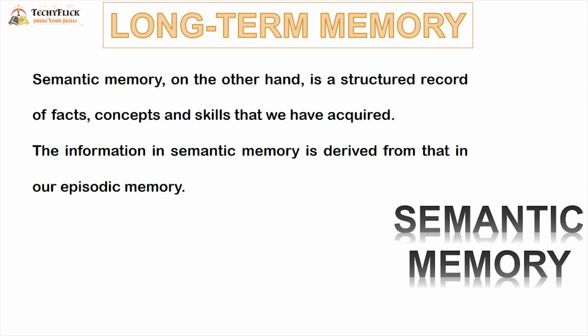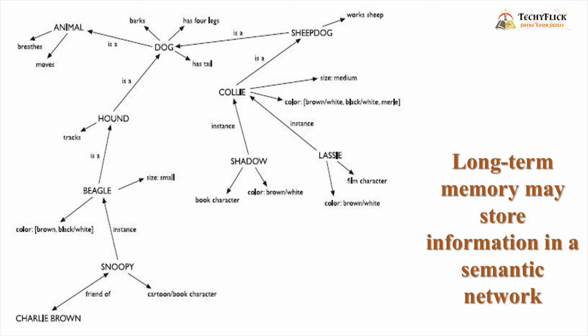The information in semantic memory is derived from that in our episodic memory. So long-term memory may store information in a semantic network.